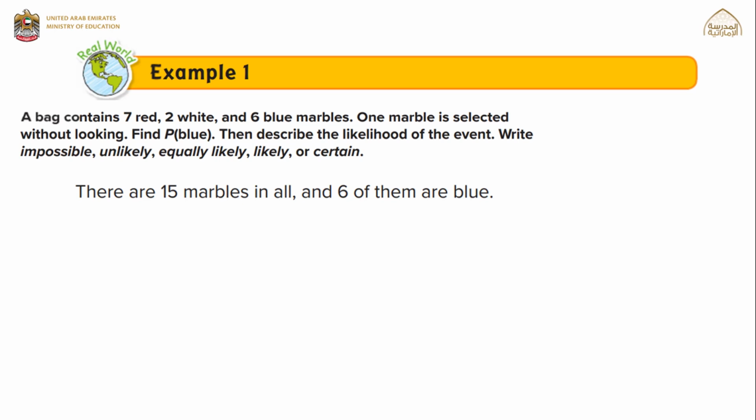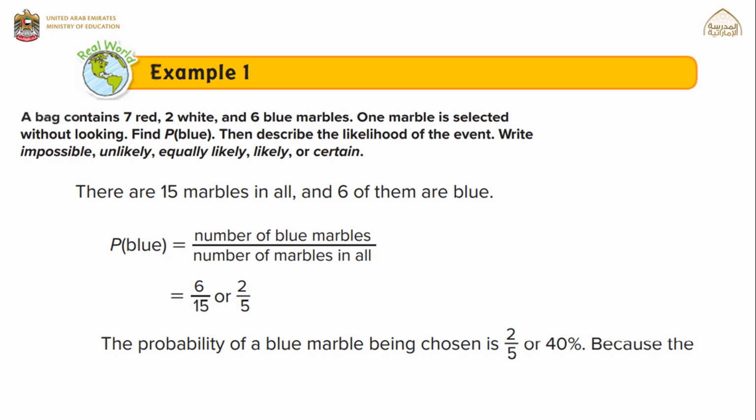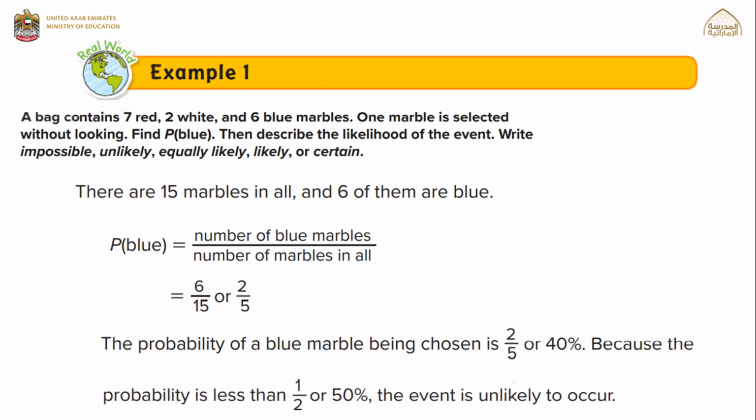There are 15 marbles in all, and 6 of them are blue. Then the probability of blue is the number of blue marbles divided by the number of marbles in all. 6 divided by 15 simplifies to 2/5. So the probability of a blue marble being chosen is 2/5, which is 40%. Because the probability is less than half, the event is unlikely to occur.